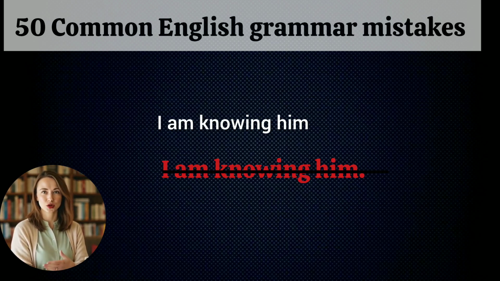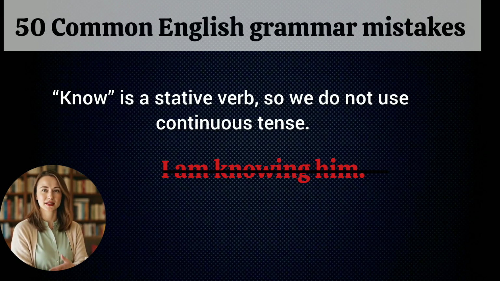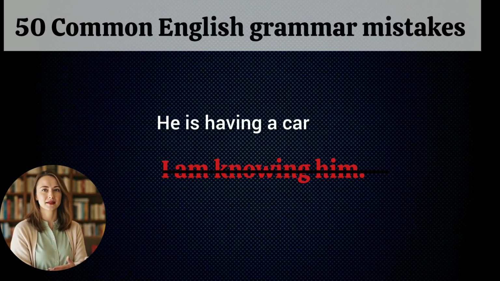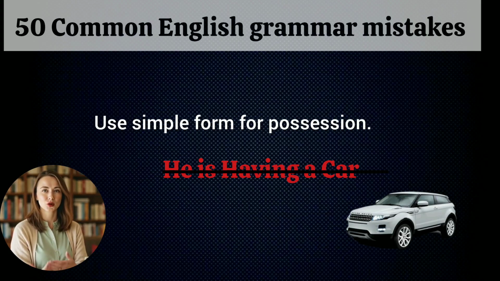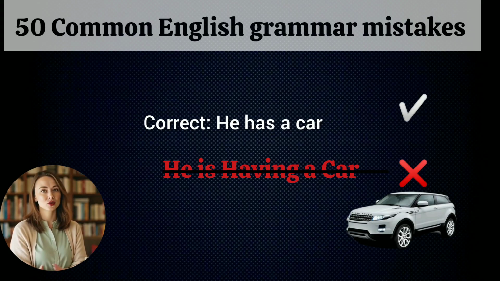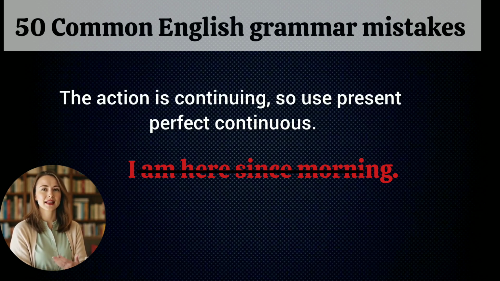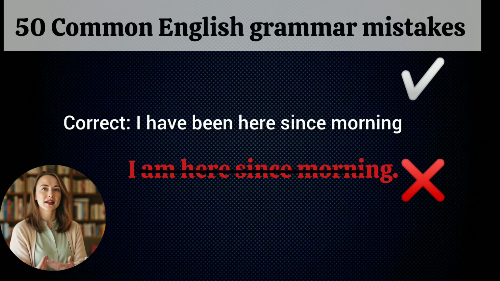"I am knowing him." Know is a stative verb, so we do not use continuous tense. Correct: I know him. "He is having a car." Use simple form for possession. Correct: He has a car. "I am here since morning." The action is continuing, so use present perfect continuous. Correct: I have been here since morning.